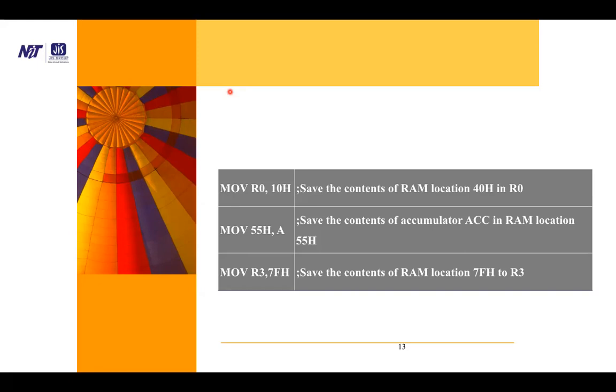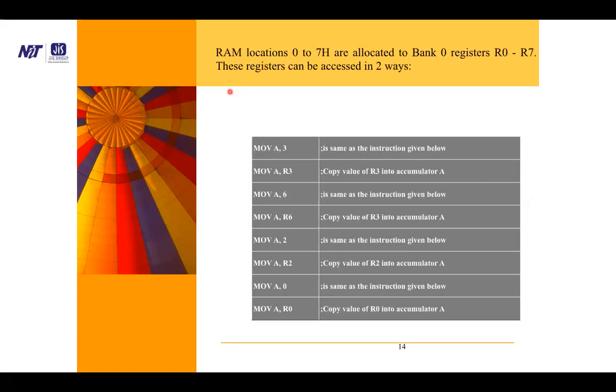MOV R0, 40H: save the content of RAM location 40H in R0. MOV 55H, A: save the contents of accumulator A in RAM location 55H. MOV R3, 7FH: save the contents of RAM location 7FH to R3.